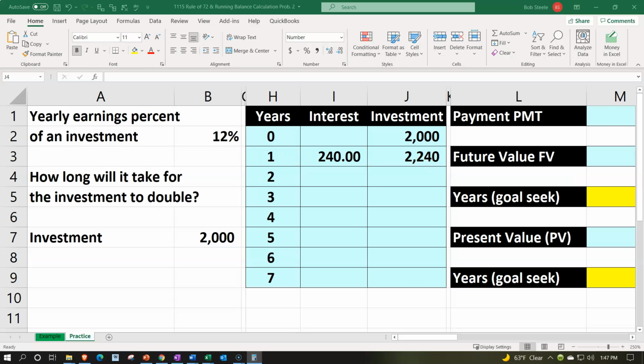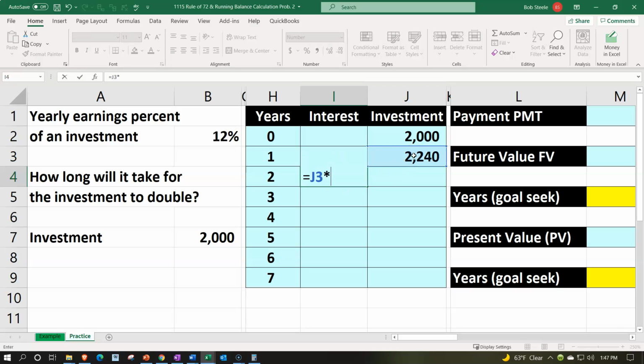So we'll go ahead and copy this down. But before we do, let's do that same calculation a few more times just to get a feel for it. So now we're going to be here in cell I4, and I'm going to do it again. This equals the 2,240 in cell J3 times the 12%. So J3 times B2, enter.